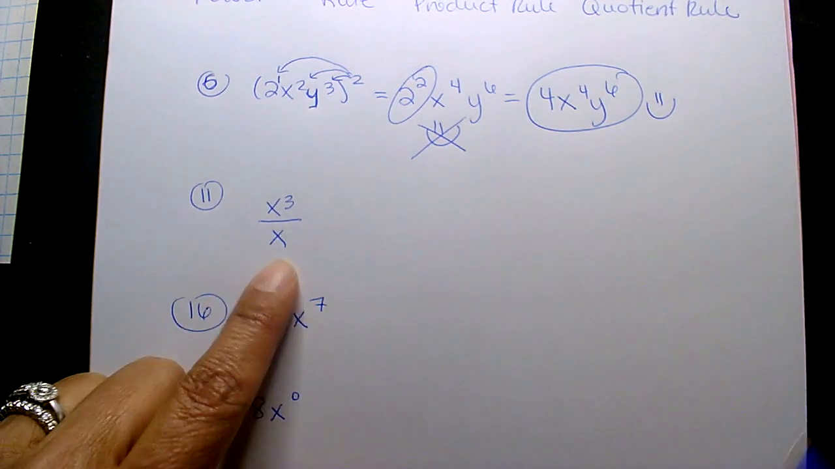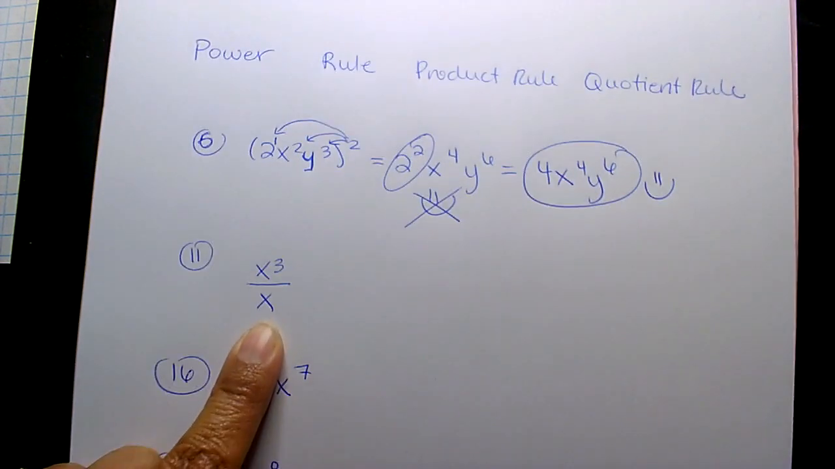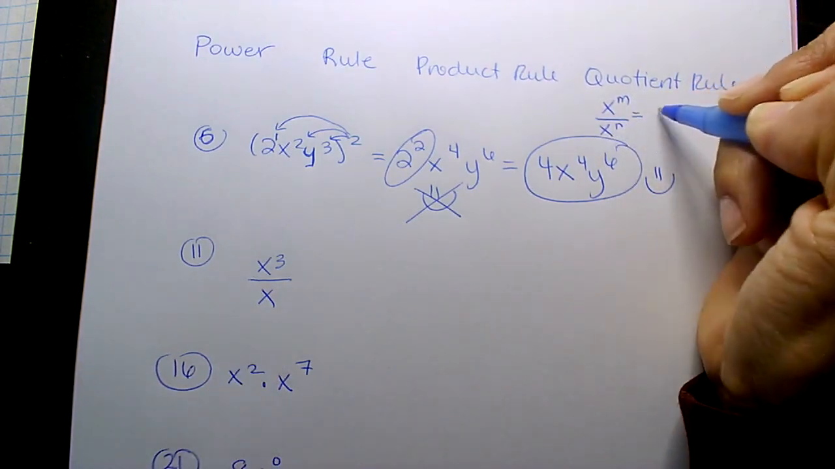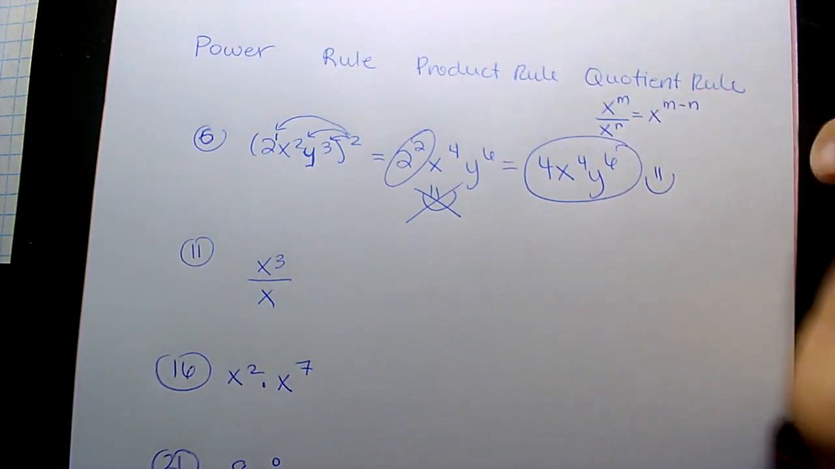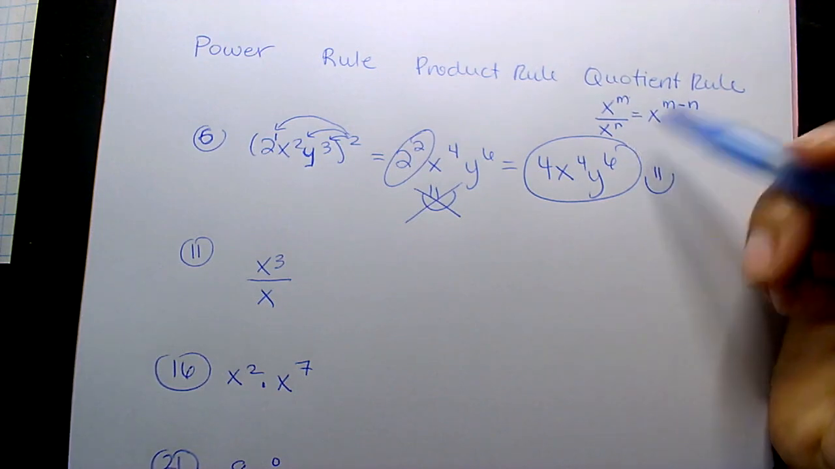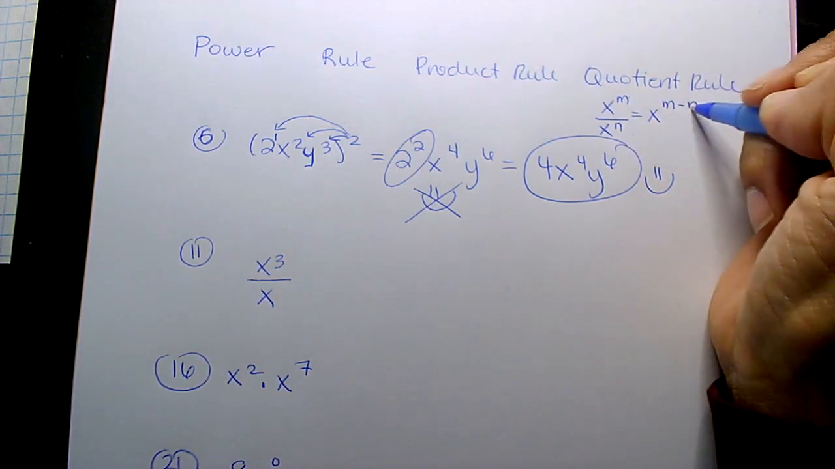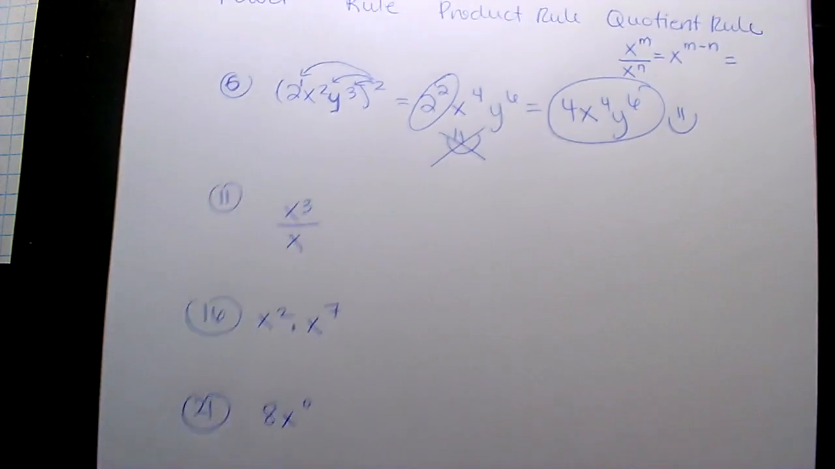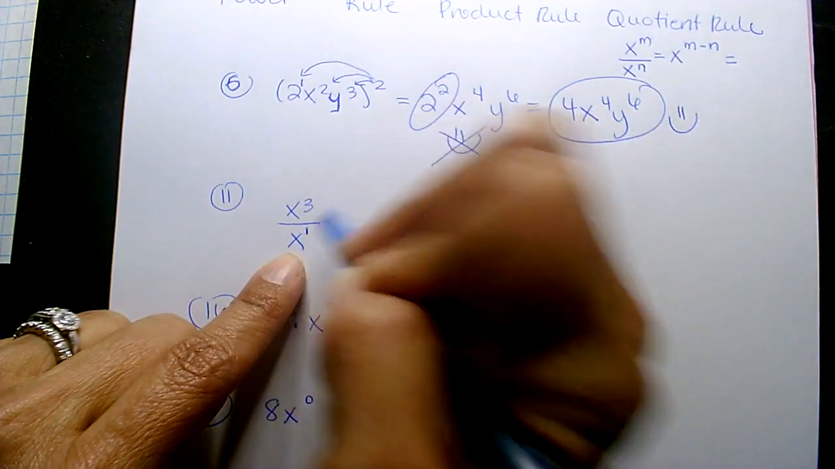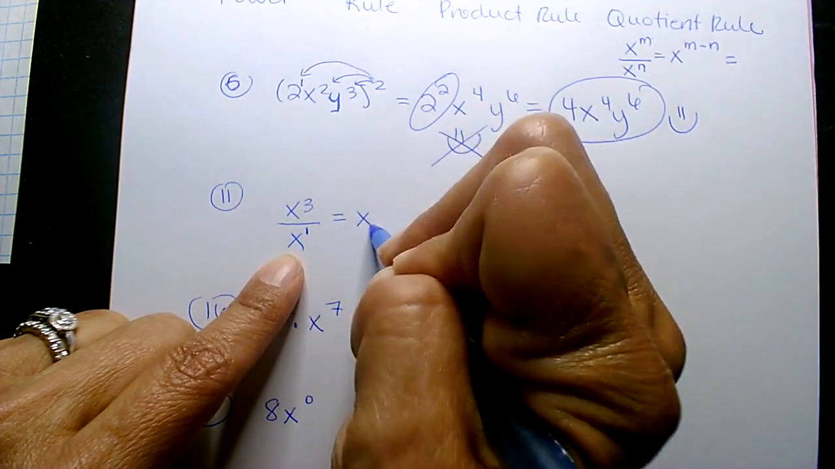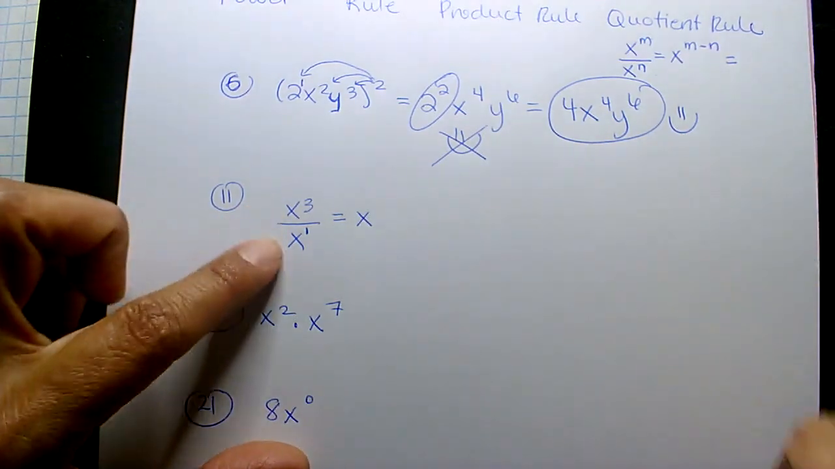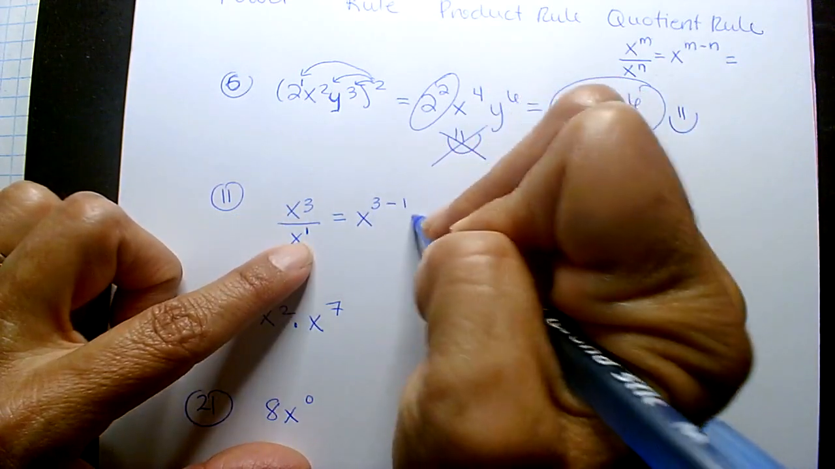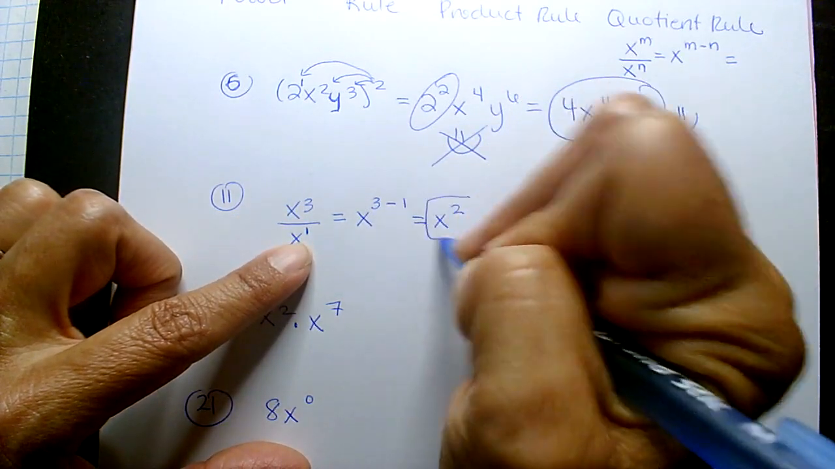Okay, 11, this is your quotient rule. So the quotient rule essentially says, I think these are the letters they give you, it's top minus bottom, numerator minus denominator. So it'd be m minus n, and that's how you come up with your answer. Okay, so this is really a 1. So if I have x, because that's the common base, they have to have the common base. My numerator's 3, subtraction my denominator, I get x squared.